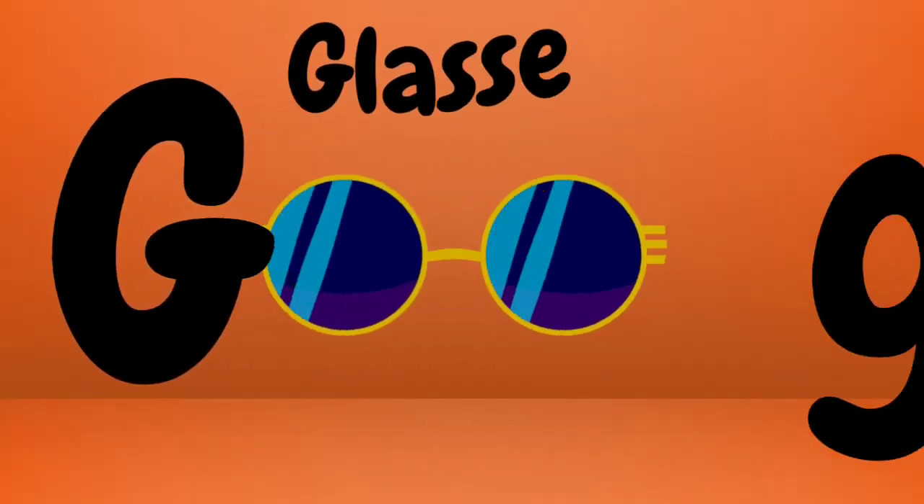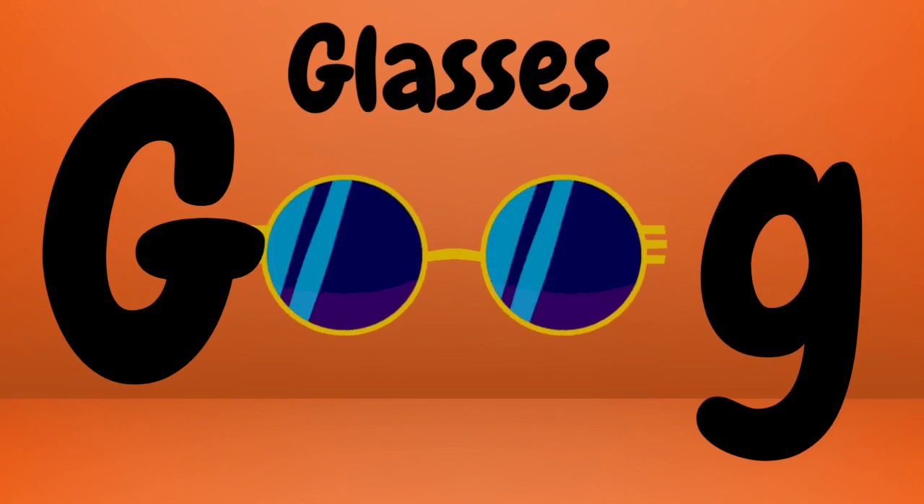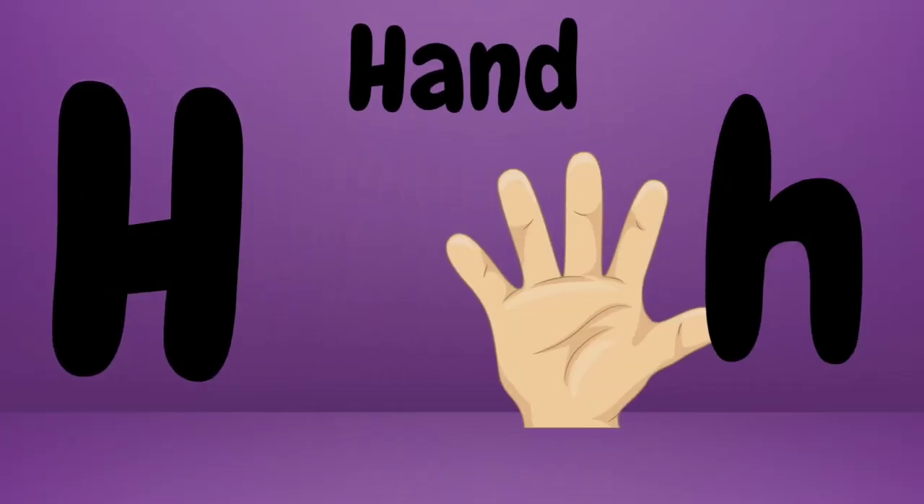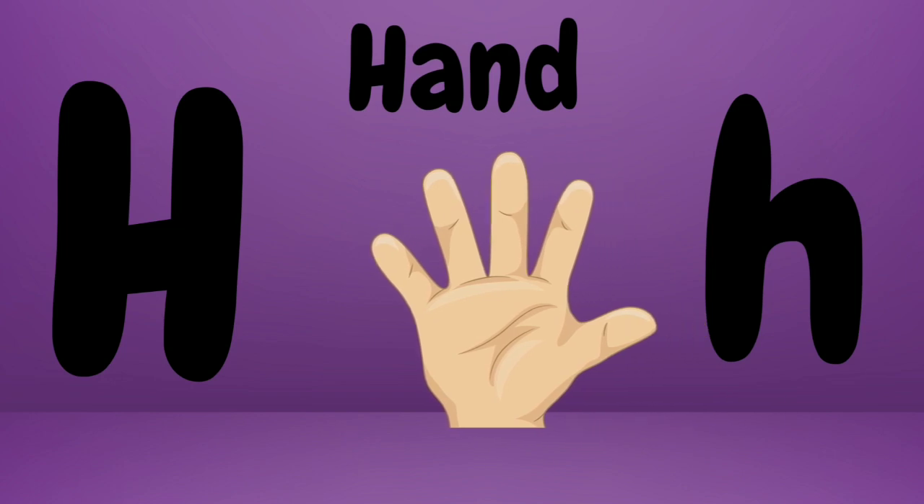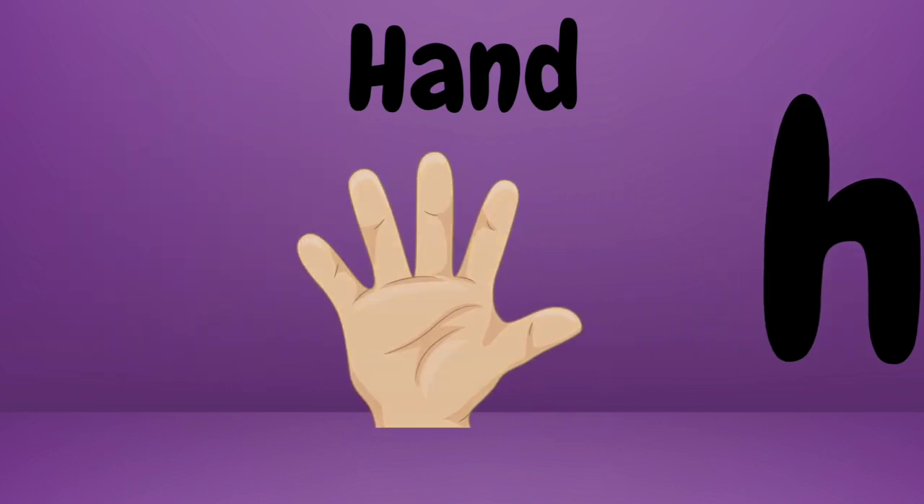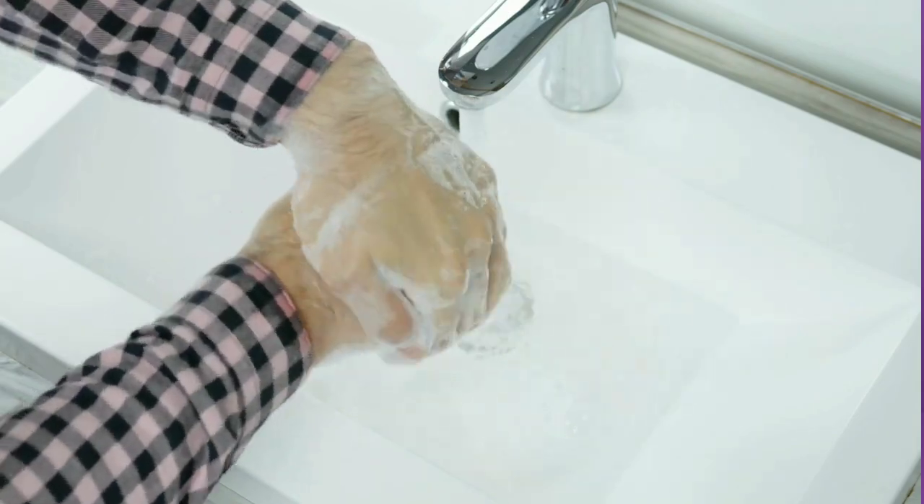G is for glasses. This is a glasses. H is for hand. This is a hand.